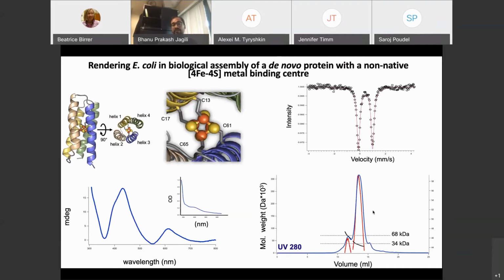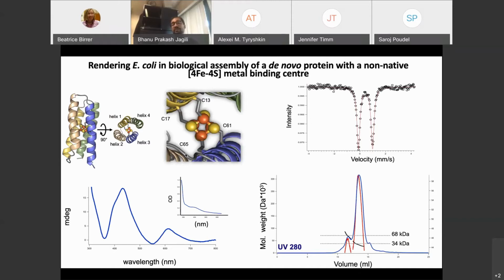So the question is, what are the participating cysteines? To answer this question, we have performed extensive mutational studies and found that only cysteine 13 and 17 of helix 1 are involved in iron sulfur assembly, whereas cysteine 61 and 65 of helix 3 are not at all involved in the iron sulfur cluster.